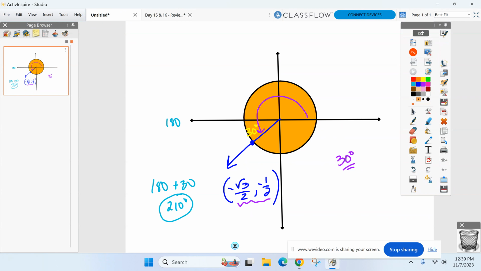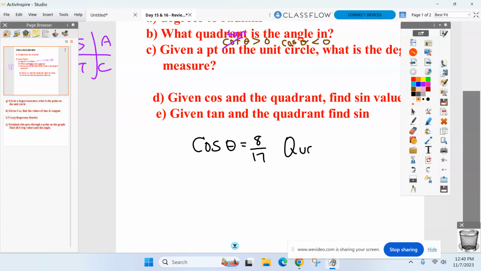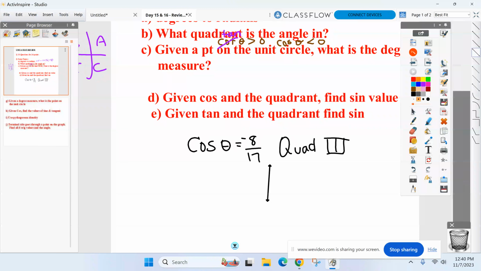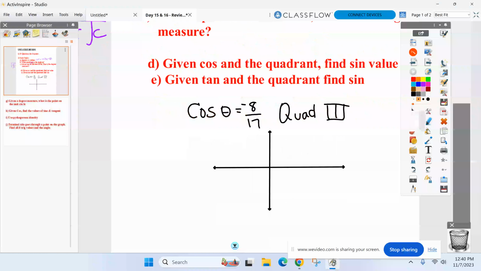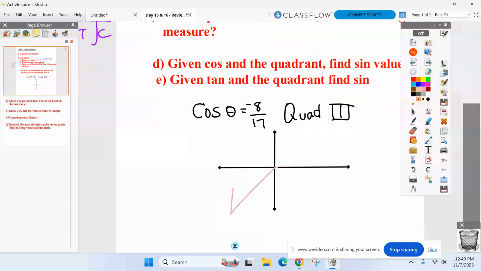So let's say cosine is 8 over 17, and I'm in, go ahead, give me a quadrant. Okay, so I've got to make that negative. And I'm in quad 3. What's the sine value? First of all, cosine. What do I need to be drawing here? I need to be drawing a triangle because I'm not on the unit circle, so forget all that x coordinate business. What should I be drawing here? In what quadrant again? 3. All right.